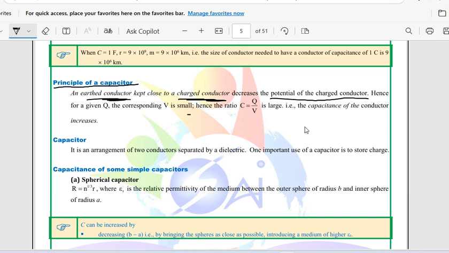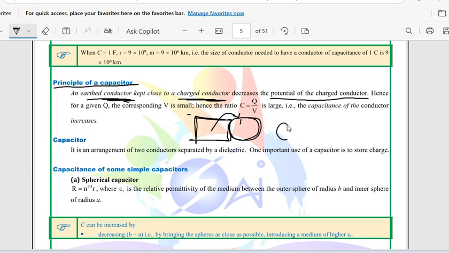What do you mean by the principle of the capacitor? Whatever the conductor, let us consider it as earthed. An earthed conductor kept close to a charged conductor decreases the potential of the charged conductor. So if you keep the earthed conductor near the charged conductor, it will decrease the potential of the charged conductor, because it is placed near to it.